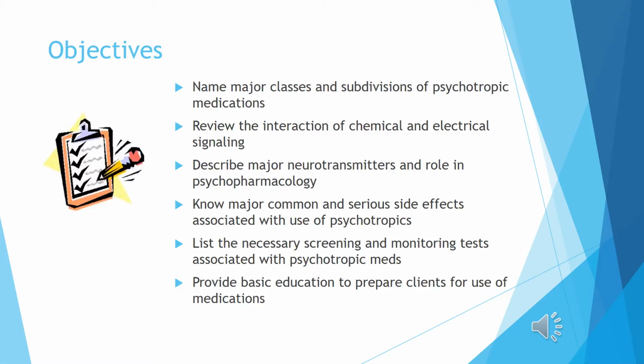Hopefully by the end of this lecture, you will be able to at least describe some of the major classes and subdivisions. I am going to review again the interaction of the chemical and electrical signaling that takes place in the body. We'll review the major neurotransmitters because I've been doing this stuff for going on 7 or 8 years, and it still is something that I have to go over and over. So I am going to do some repetition today in this lecture, and throughout the program we will be doing repetitions.